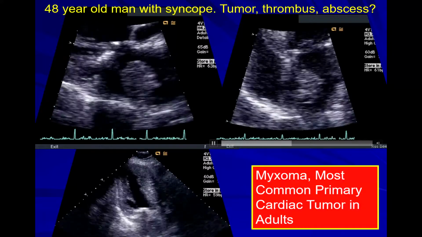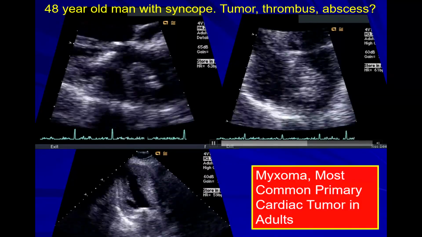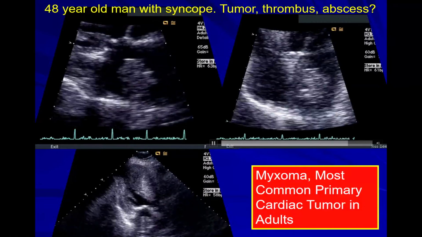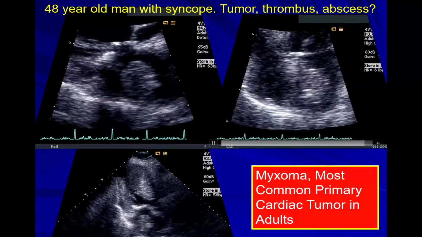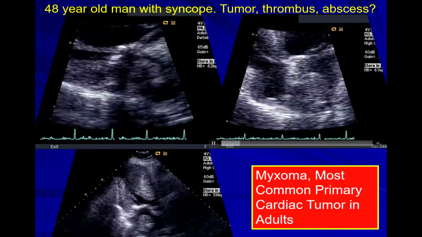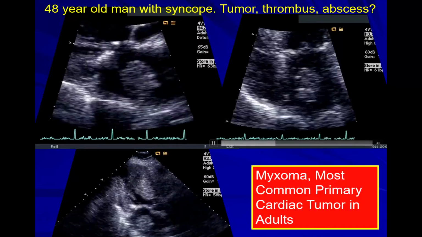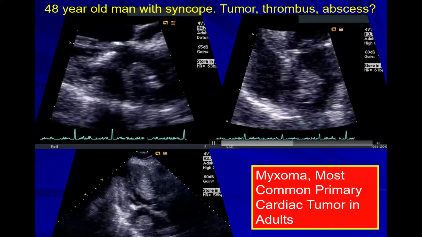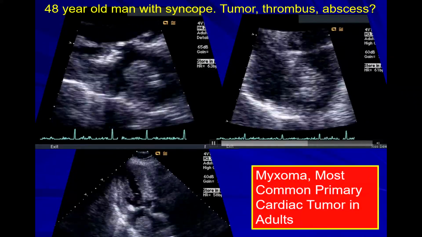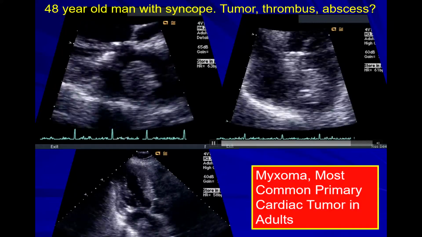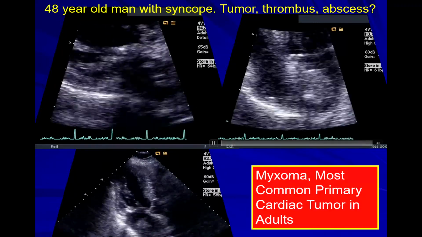In the upper left-hand panel, it looks like it may be attached to the LA free wall. However, in the right upper panel, it looks like it may be attached by a thin stalk to the interatrial septum. It's really hard to tell in these images, and the only way to tell would be with TEE or some other imaging modality. But this is kind of a classic appearance for a myxoma. 75% of the time it's going to occur in the left atrium. This is the most common primary cardiac tumor in adults.